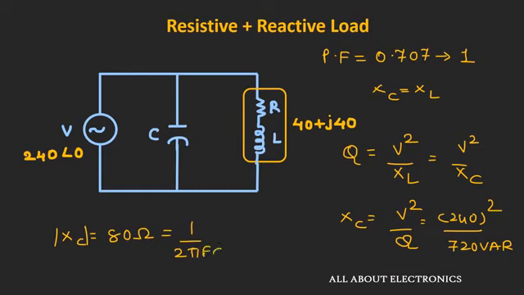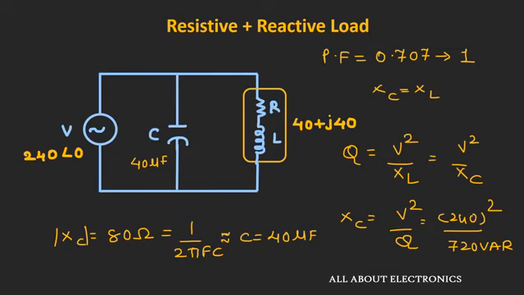And if we compare this XC by 1 divided by 2 pi into FC, then roughly we will get the value of C as 40 microfarad, where here the value of this frequency F is 50 Hertz. So just by introducing the capacitor of 40 microfarad, we can achieve the unity power factor in our circuit.